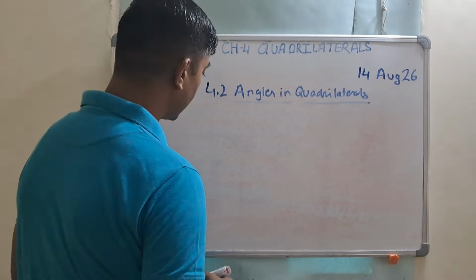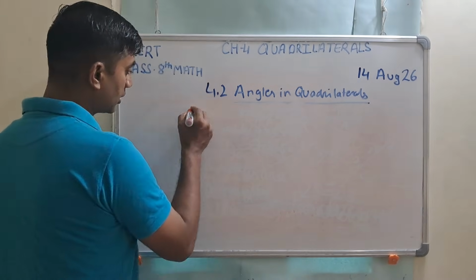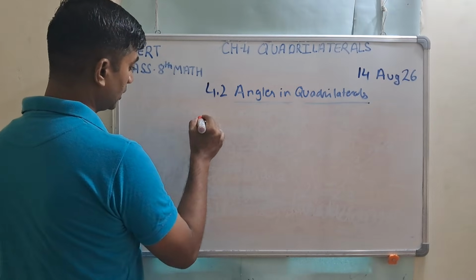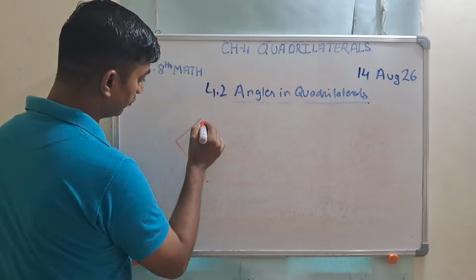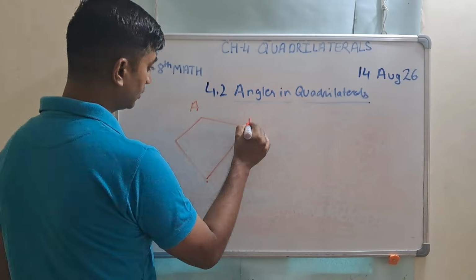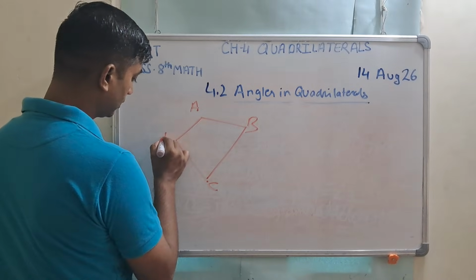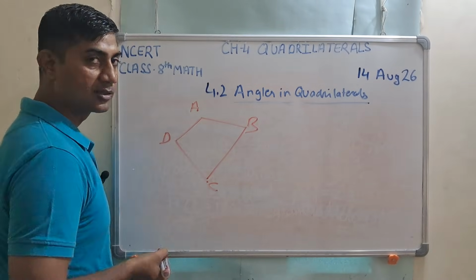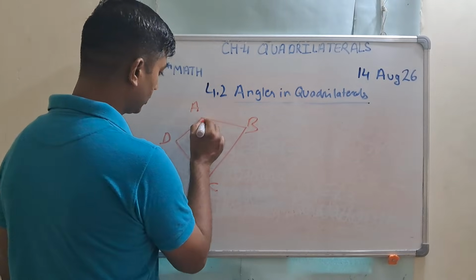One point I just want to tell you: in case of a random quadrilateral, the internal angle sum is 360. Understood?